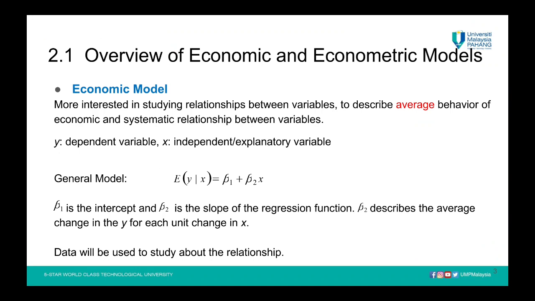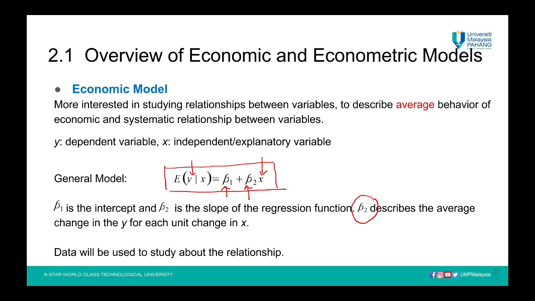In the economic model, we are interested in studying the relationship between variables to describe the average behavior of economic and systematic relationship between variables as represented by this general model. In this model, y is the dependent variable, x is the independent or explanatory variable, beta 1 is the y-intercept, and beta 2 is the slope of the regression function.